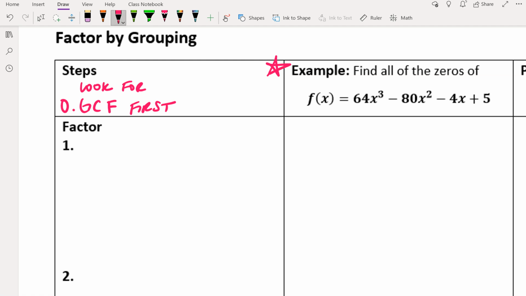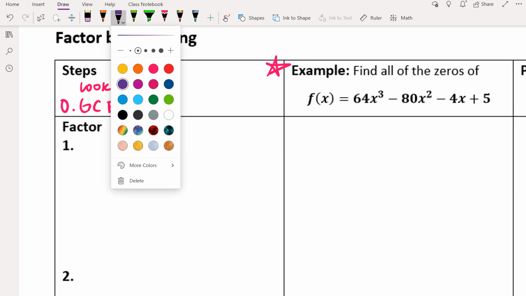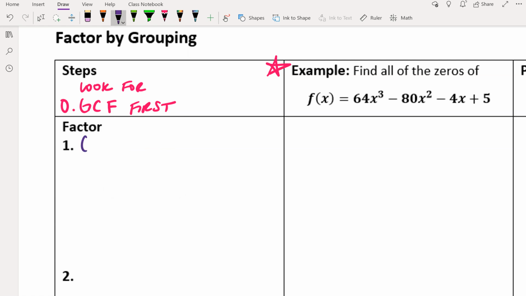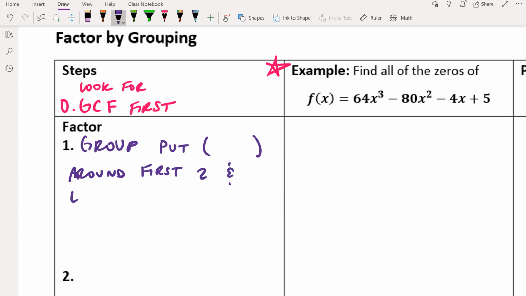Now let's move on to the next step, which is going to be group. This is called factor by grouping because we're going to start with group. And then I want you to put parentheses around the first 2 and last 2 terms.